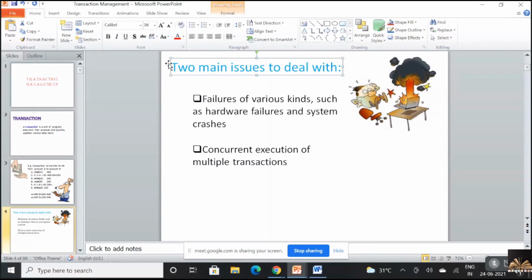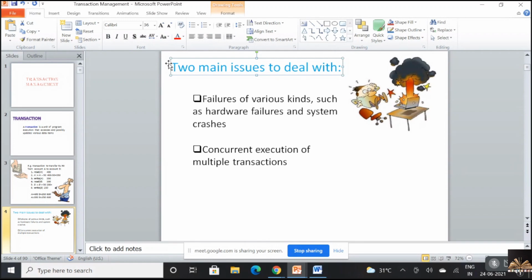Now, what is the first issue would be failures of various kinds. So there might be power issues, there might be hardware failures, there might be software failures, there might be system crashes, all that stuff. So once there is a failure with respect to a system of any kind, you should see that the database is still in a consistent state.